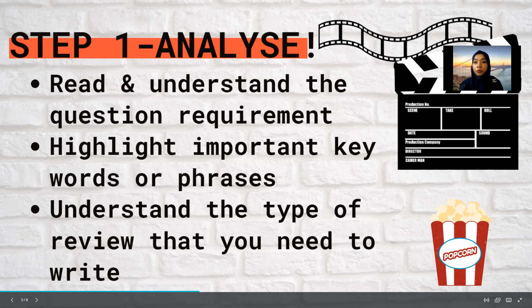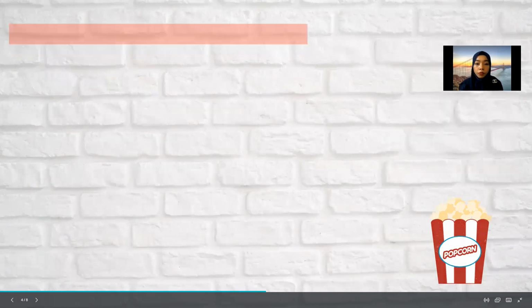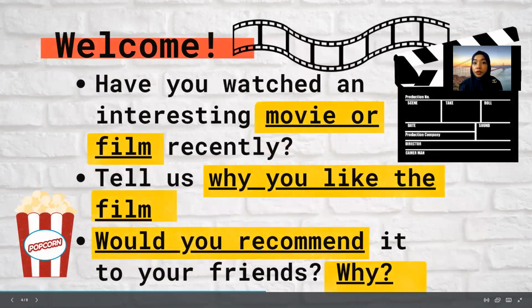Once you have looked at the question, most probably what you would like to do is highlight or underline your question paper, as on the screen right now. As you can see, I've tried to do both. The keywords that you might want to highlight are the words movie or film. Then for the second bullet point, let us know why you like the film, so underline or highlight that.